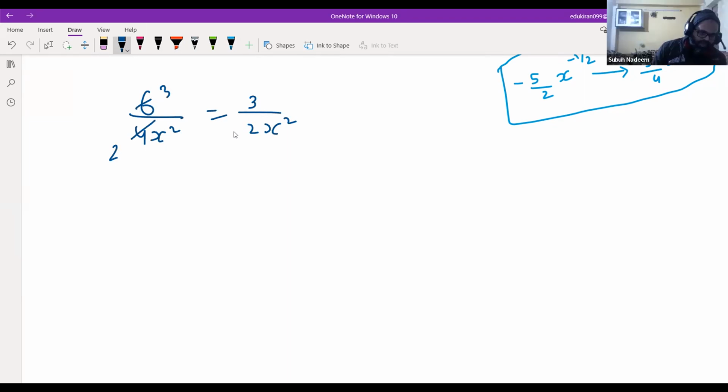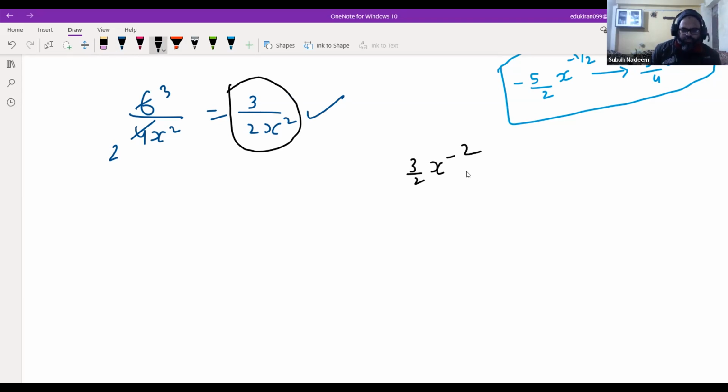No, that I will just tell you. Yes, sir, that you can cancel now. So it will be, let me see whether you have got it correctly or not. Yeah, correct, 3 by 2. Now it is simply, no need to go to the quotient rule. It is simply a term here. Constant will come outside. This is 3 by 2, x to the power minus 2. So differentiate this one.